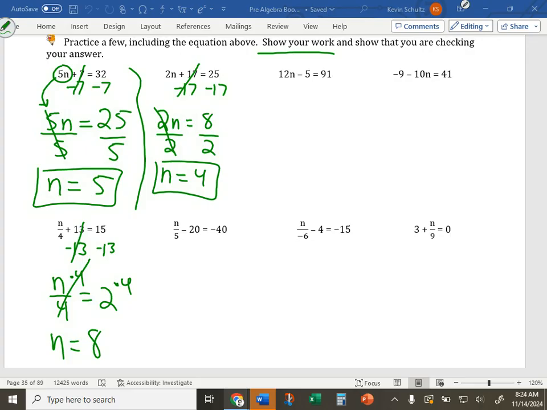Let's do one more here. N divided by 5 minus 20 is negative 40. Look at the equation. We've got division, which means we're going to have to multiply. We've got subtraction, which means we're going to have to add. Which step gets done first? Bryn. Division? Not when solving for the variable, not when undoing the equation. We always start with addition or subtraction.